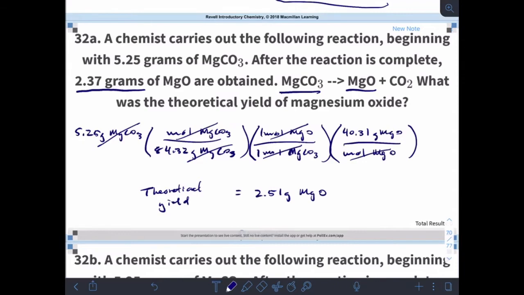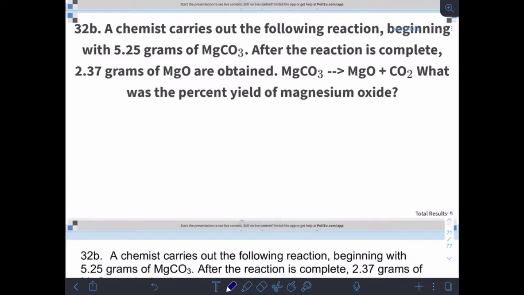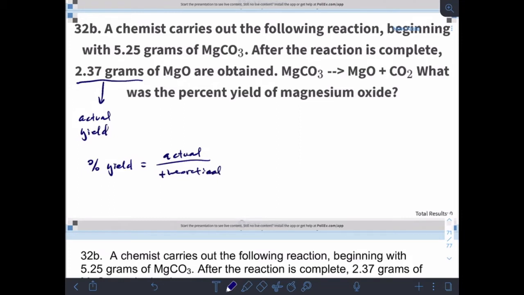And so let's take a look at 32b. The chemist carries out this reaction with that given amount, and after the reaction is complete, we have 2.37 grams of magnesium oxide obtained. That's the actual yield. What is the percent yield of magnesium oxide? So percent yield is actual divided by theoretical times 100.